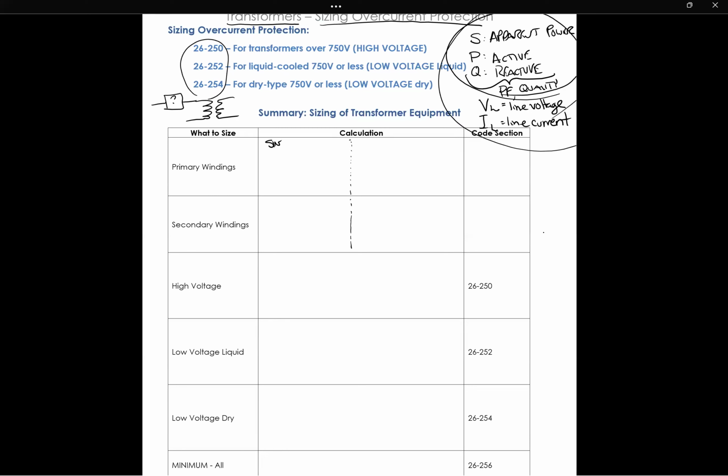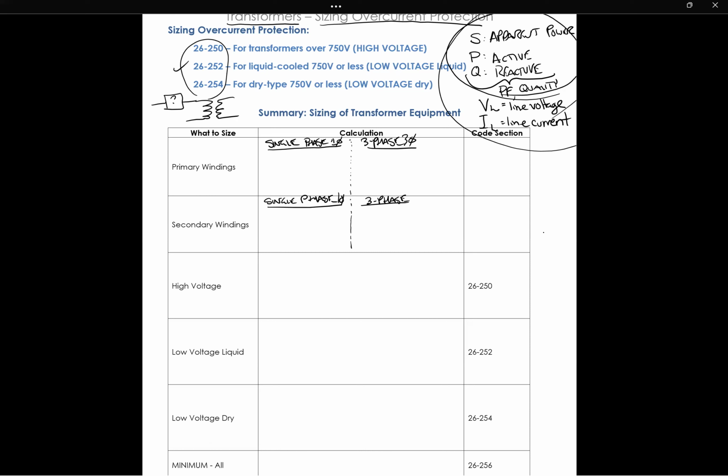You have single phase, and we call that 1 with a phi there. And then we have 3 phase. And we calculate apparent power a little bit different in single phase and in 3 phase. Same with secondary windings. We do it the same way. Single phase. 3 phase. Now we're a little bit more organized in these sections of the code.